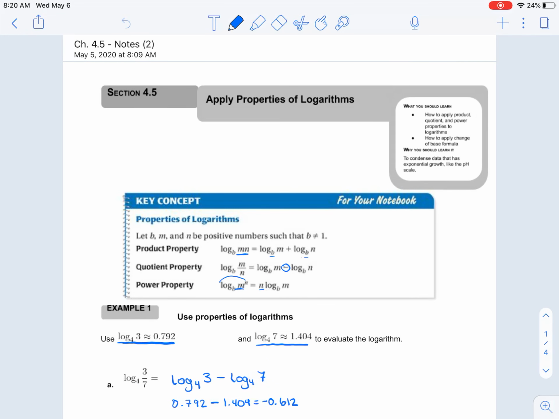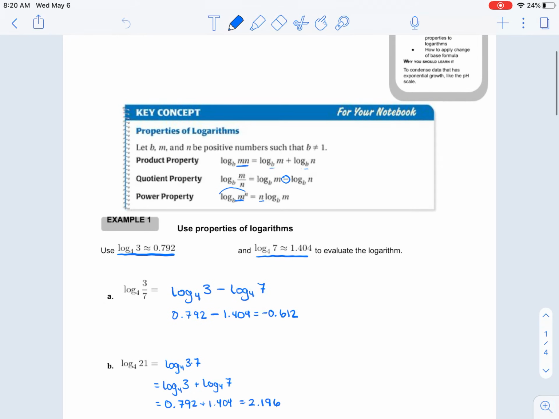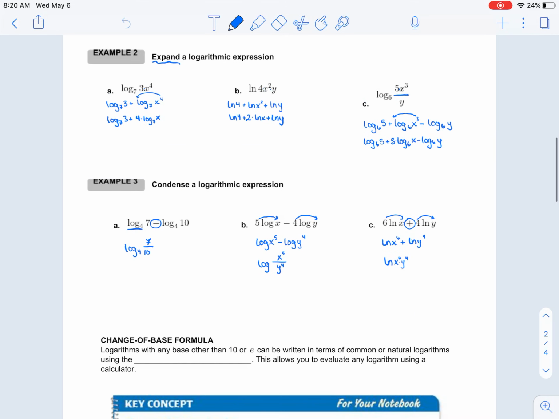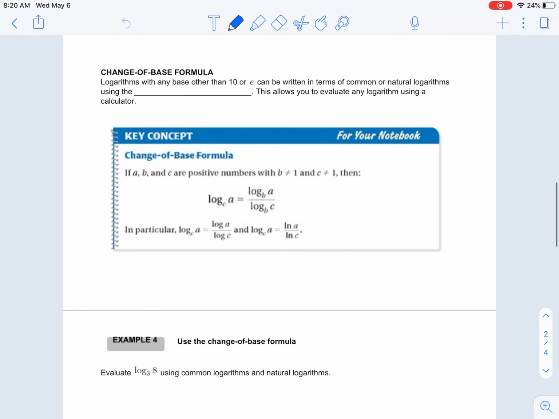Morning. So we're going to finish up section 4.5 today, which is applying properties of logarithms. Yesterday we talked about the product property, the quotient property, and the power property, as well as expanding and condensing these logarithms using them. So you may have noticed that your calculators are a bit of a pain because any base other than 10 or e isn't really on the calculator. It is now on our graphing calculators, but many calculators still don't have that.